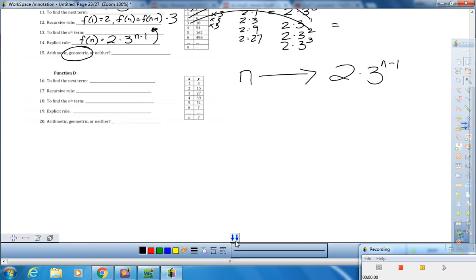Give myself a little more room. Okay. So again, the first one is 3. The second one is 15. The third one is 27. The fourth one is 39. Up 12, up 12, up 12. Nice.